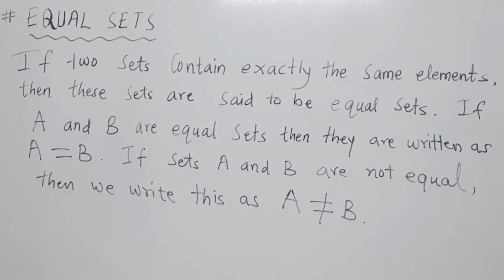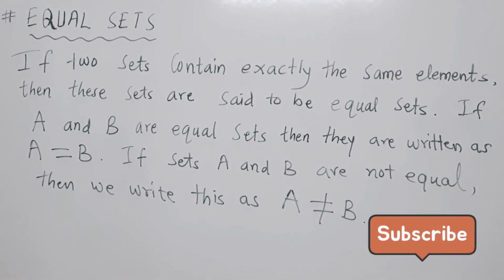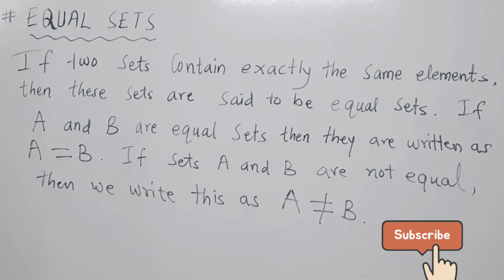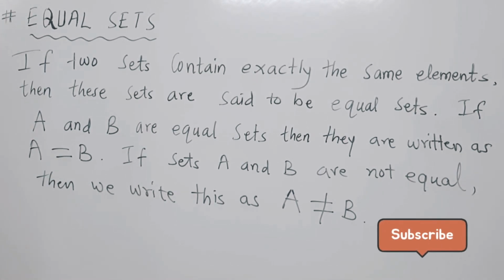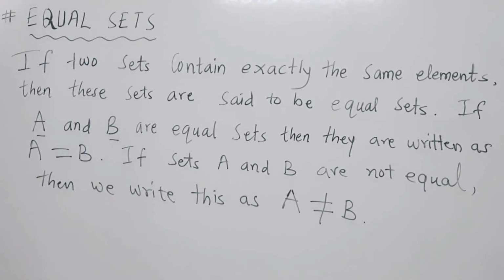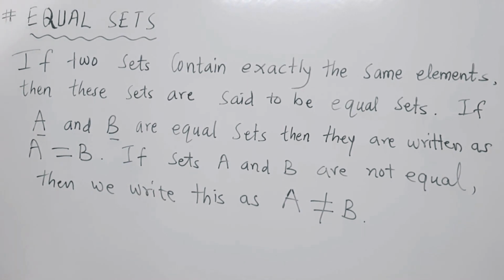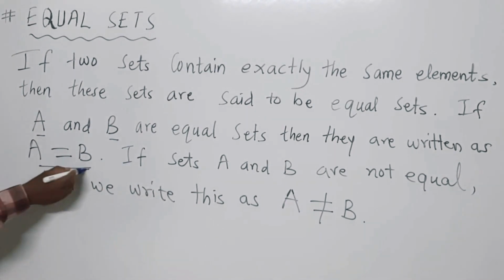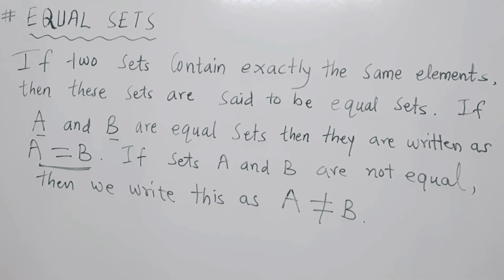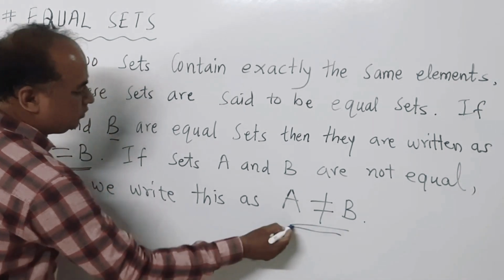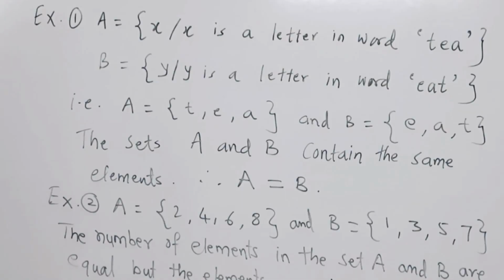Now let us learn what are equal sets. If two sets contain exactly the same elements, then these sets are said to be equal sets. Let us assume A and B are equal sets, then they are written as A is equal to B. And if sets A and B are not equal, then we write this as A is not equal to B.